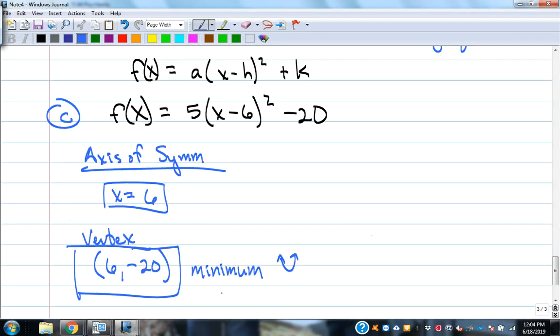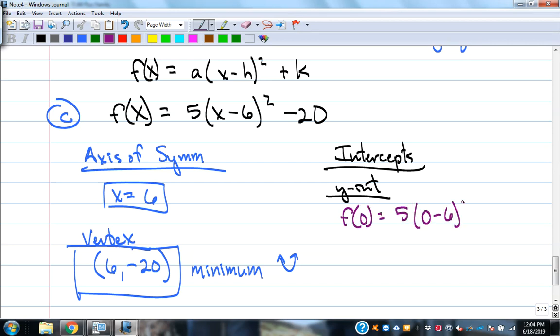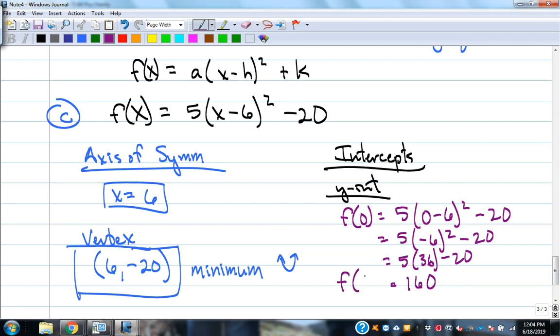All right, now the last parts, the intercepts, are not the easy ones to find with this. Okay, so we're going to find those, but the process is still the same as far as the theory that you're going to use with this. So the intercepts, to find the y-intercept, we're going to plug in a 0 for x. So that's 5 parentheses, 0 minus 6 squared minus 20. So it'd be 5 times negative 6 squared minus 20. And if I did that by hand, it'd be 5 times 36 minus 20. 150, 180 minus 20 is 160. So big number for the y-intercept, 0, 160.